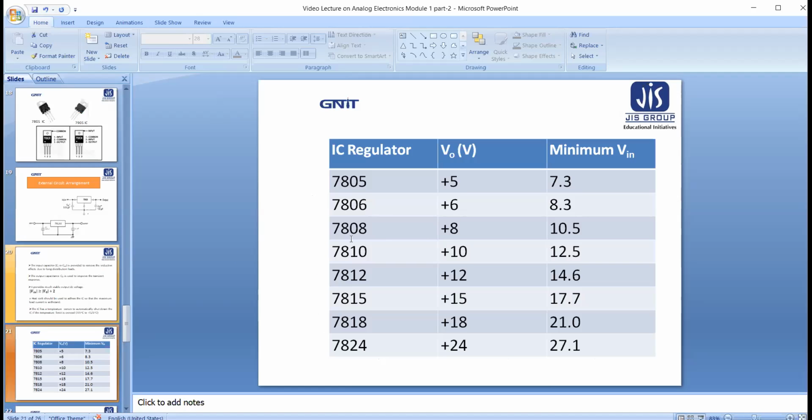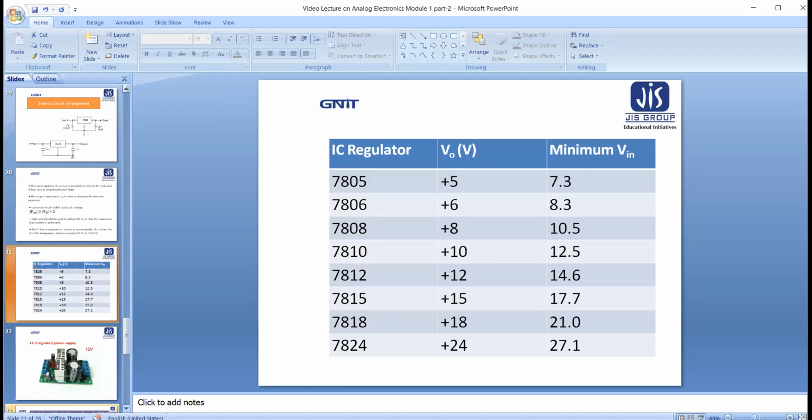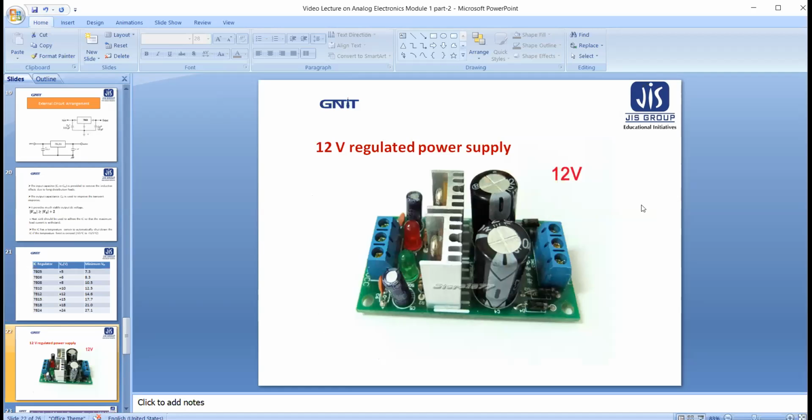This is a list of the IC voltage regulators. You will see that when you are desiring any output voltage, the minimum input will be greater than it by 2 volt. So this is the design of the 12-volt regulator. You will see that this is the heat sink where the IC regulator is connected. These are the capacitors, electrolytic capacitors.